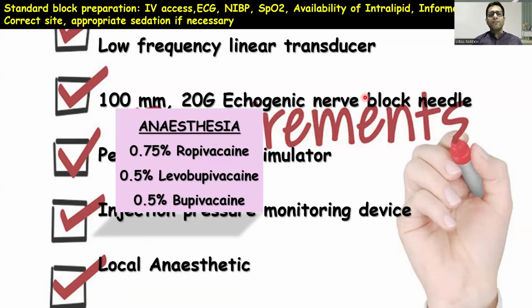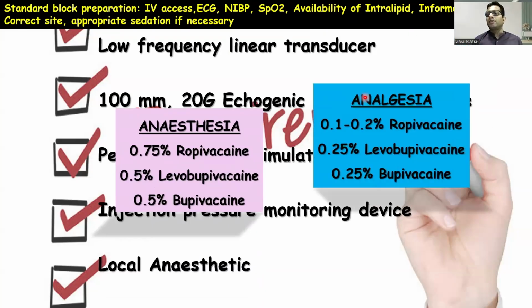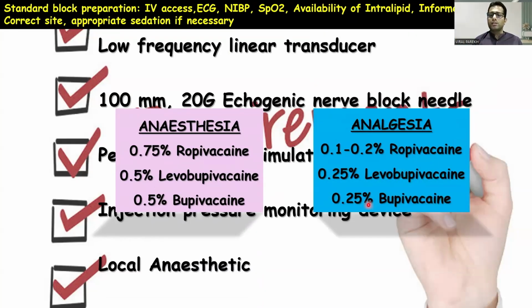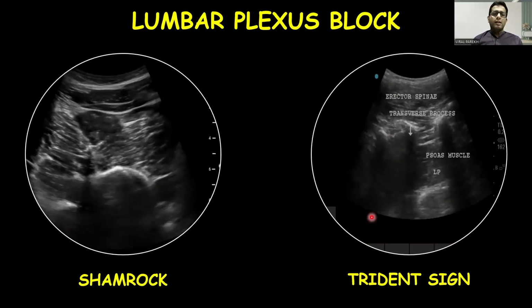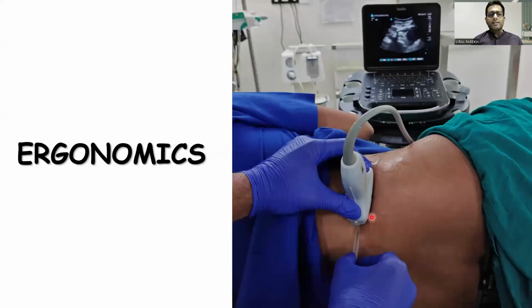Usually, if we want anesthesia, we will be giving a higher concentration, and if we are planning for analgesia, we'll be giving the lower concentration, like 0.1 to 0.2% of ropivacaine and 0.25% of bupivacaine or levobupivacaine. There are two techniques which have been described in the literature, the Shamrock approach and the Trident sign, which I'll be describing currently.